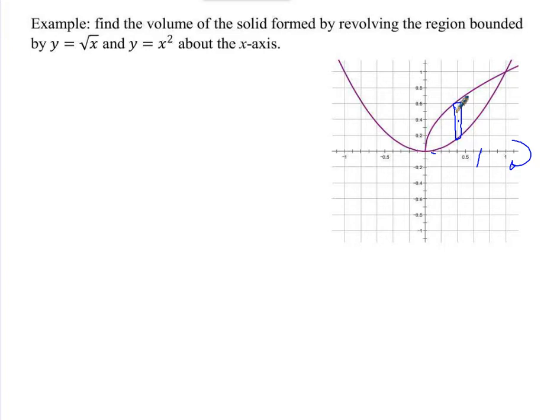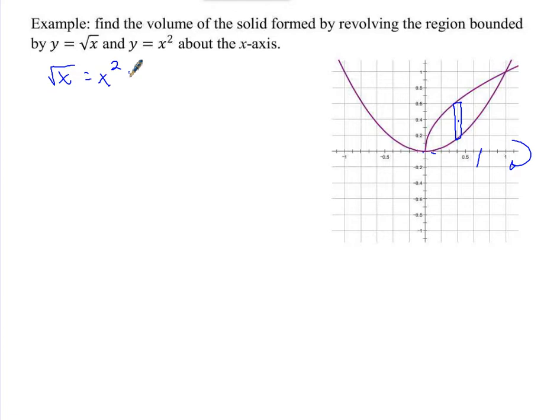Okay, what else do we need to do maybe? We have to find what? We got to find our intersection points so we can find our bounds. They look like 0 and 1, but we have to be sure. So we got to do what? Okay, set them equal to each other. We have the square root of x equals x squared. No. We got to actually solve it.